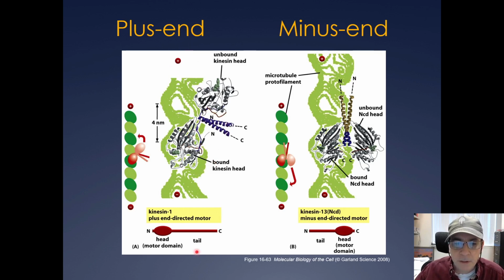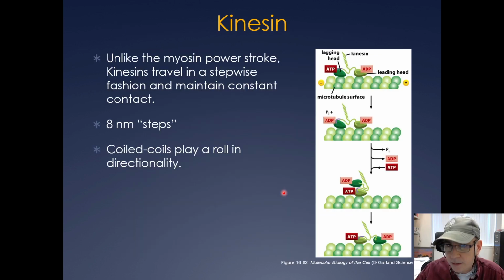Kinesin 1 is plus end directed, and one of the things you should note is that the head in this one is on the N-terminal region. Now the minus end directed motors tend to have the head group in the C-terminal domain, and this is Kinesin 13, and it walks in the opposite direction, towards the minus direction, with the same mechanism that I talked about right here.